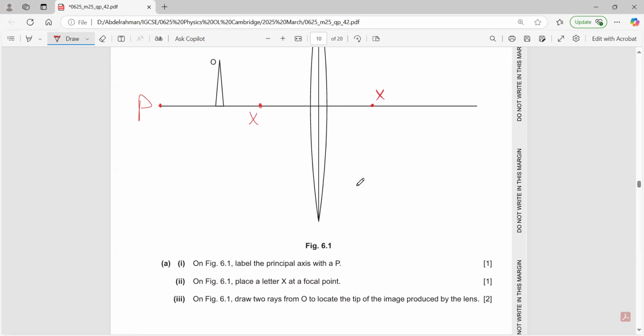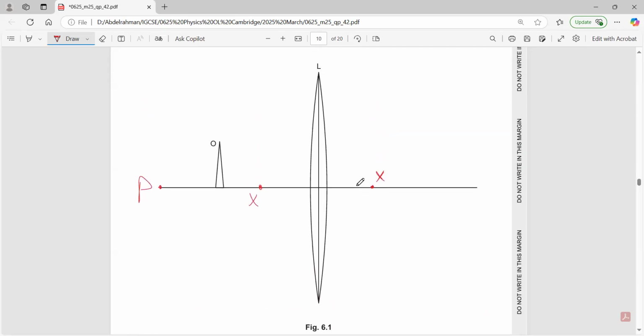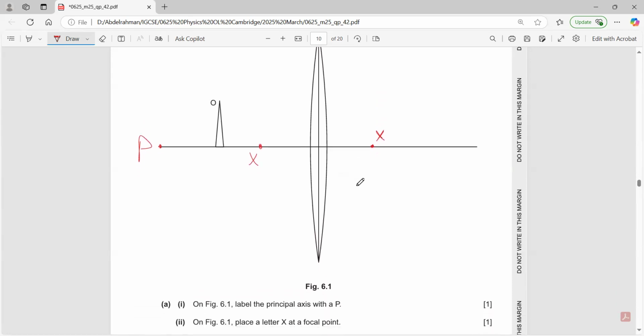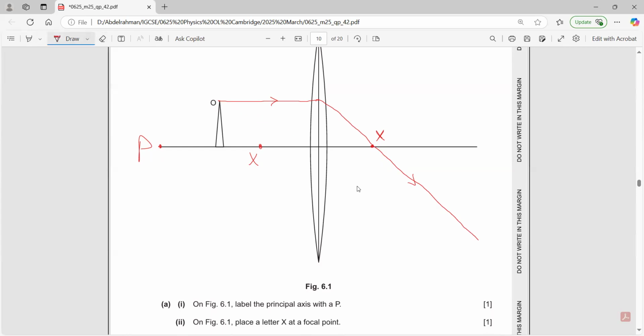On figure 6.1, draw two rays from O to locate the tip of the image produced by the lens. Can I find the image? Yes, I definitely can find an image. First of all, you'll draw a parallel line until it reaches the center of the lens, and then it will refract through point X, which is the focal point. This is the first line. The second line will pass through the center undeflected, unrefracted. Nothing will happen to this ray.